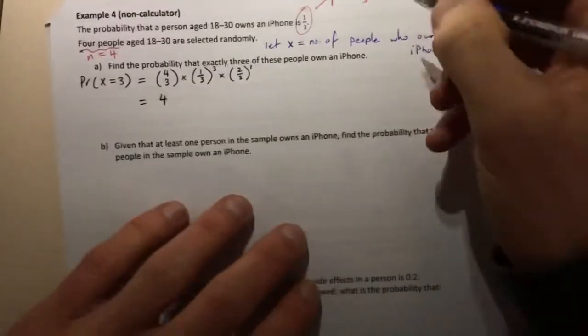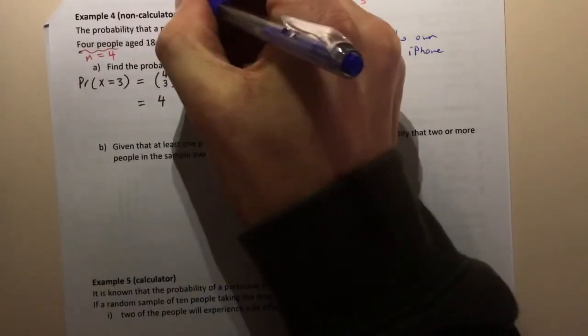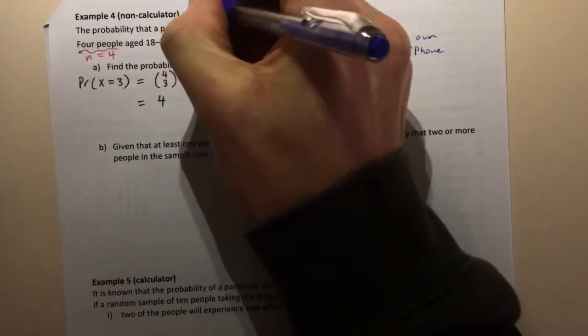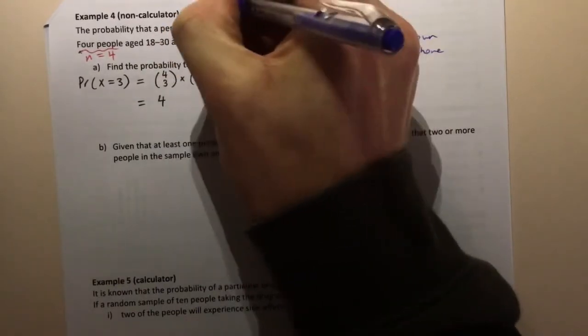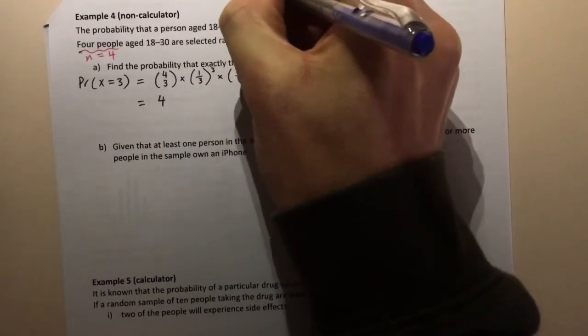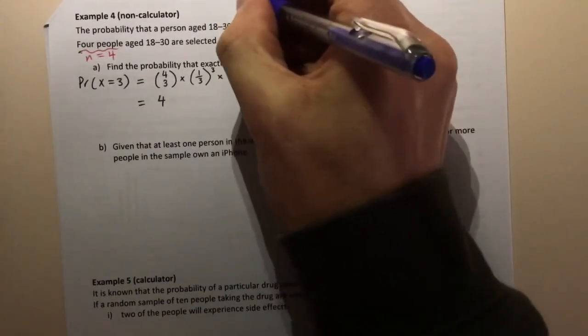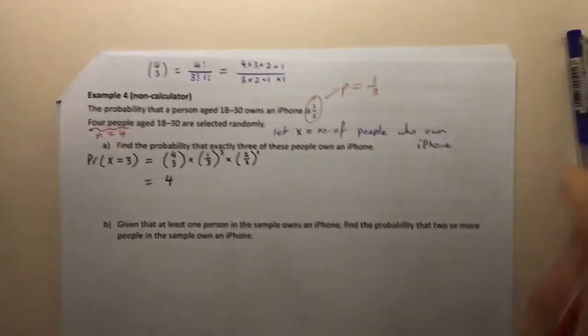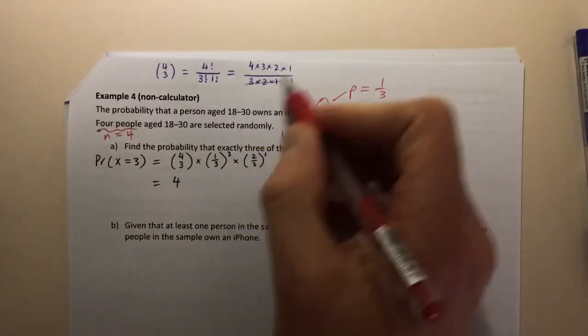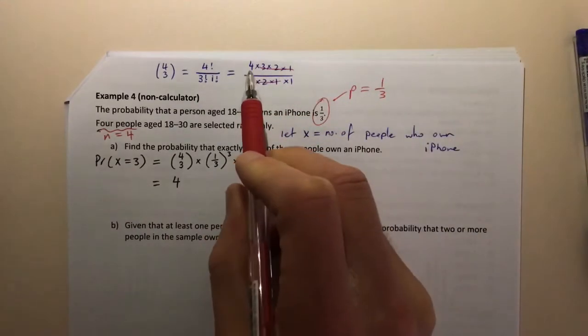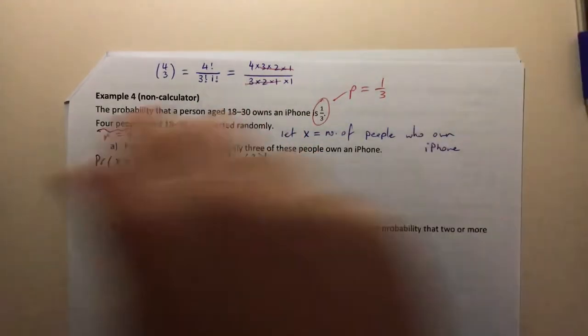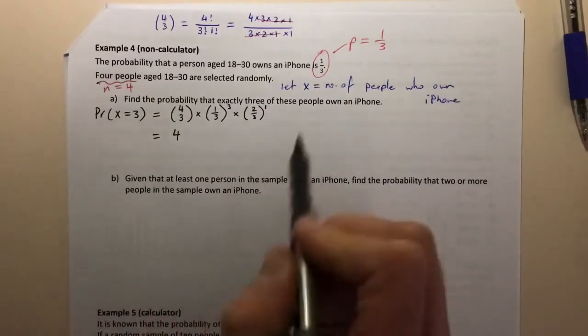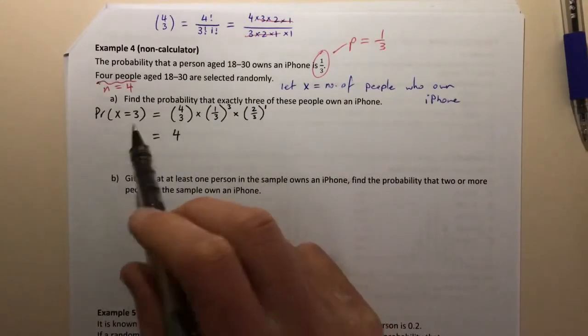Or, if you wanted to, you could also do 4 choose 3 as 4 factorial over 3 factorial times 1 factorial, and that would just equal 4 times 3 times 2 times 1 over 3 times 2 times 1 times 1. And you can see that the 3 times 2 times 1 is going to cancel with the 3 times 2 times 1. We're just going to be left with 4 over 1, right? Okay, so there's 4 different ways we can get this number of successes.